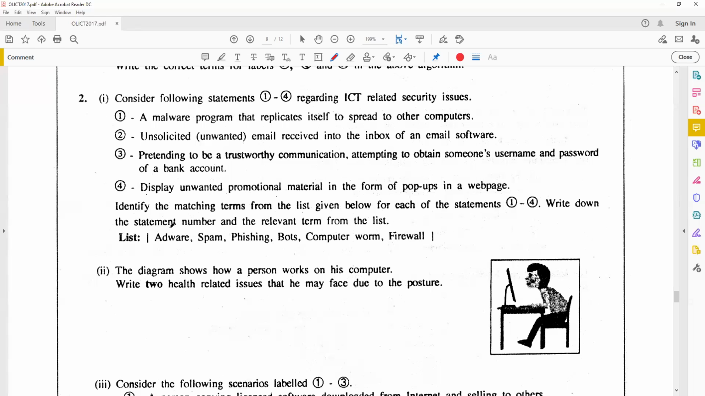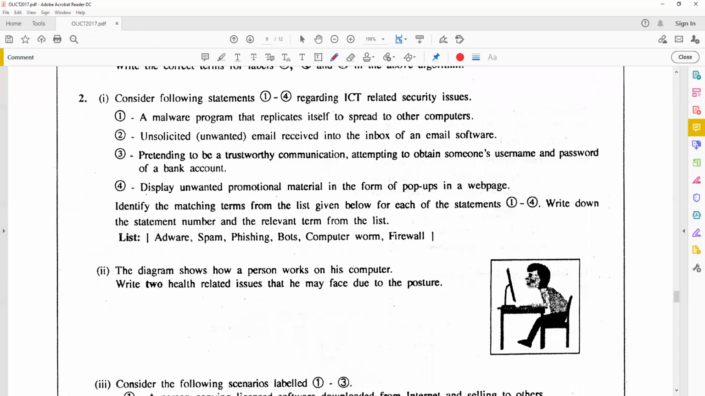So you need to write down only the statement number. So there are 4 statements. And then relevant term from the list. Okay. So let's discuss the answers.